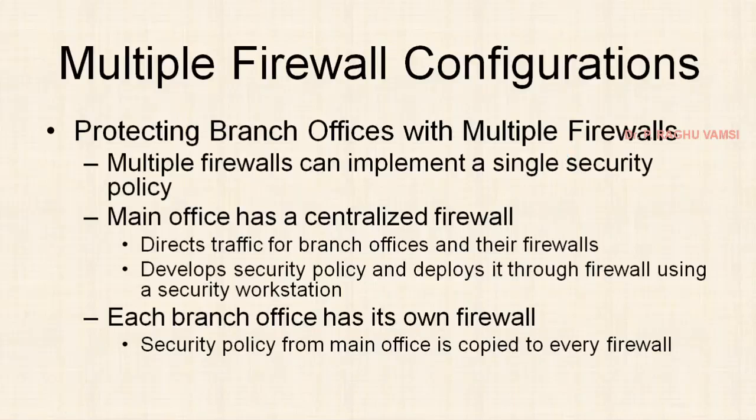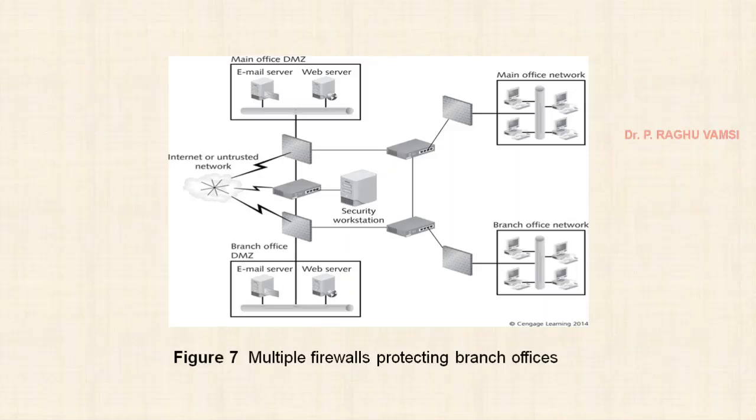Multiple firewall configurations, in which branch offices are protected by multiple firewalls. Multiple firewalls can implement a single security policy. The main office has a centralized firewall, directs traffic from branch offices and their firewalls, develops the security policy and deploys it through the firewalls using a security workstation. Each branch office has its own firewall. The security policy from the main office is copied to every firewall. This is the way one more architecture can be developed.